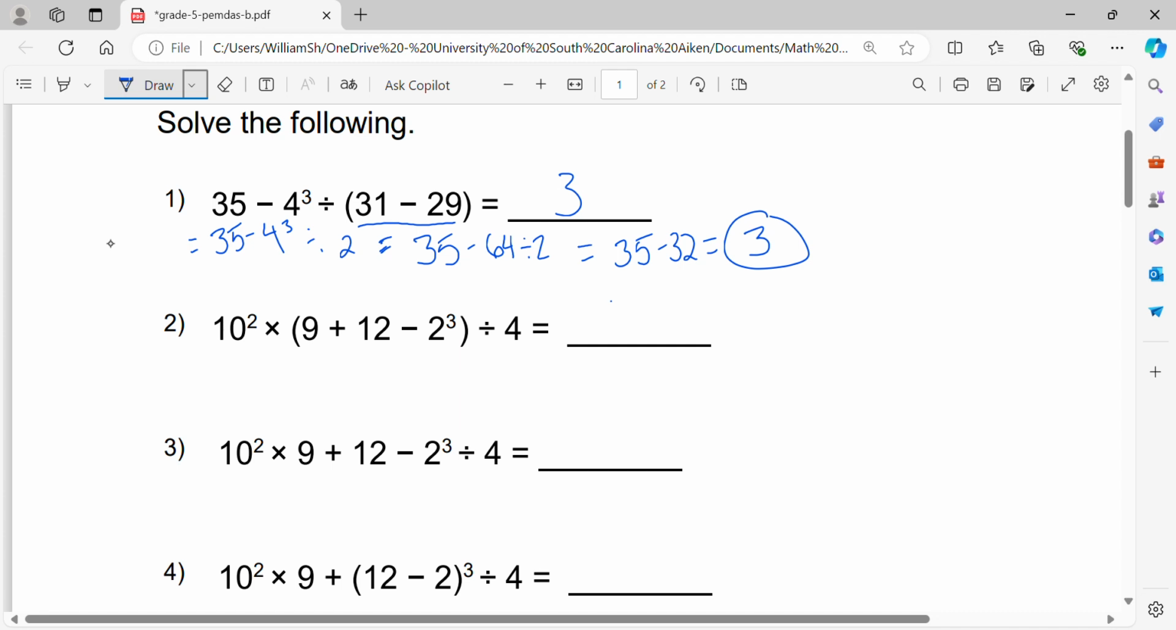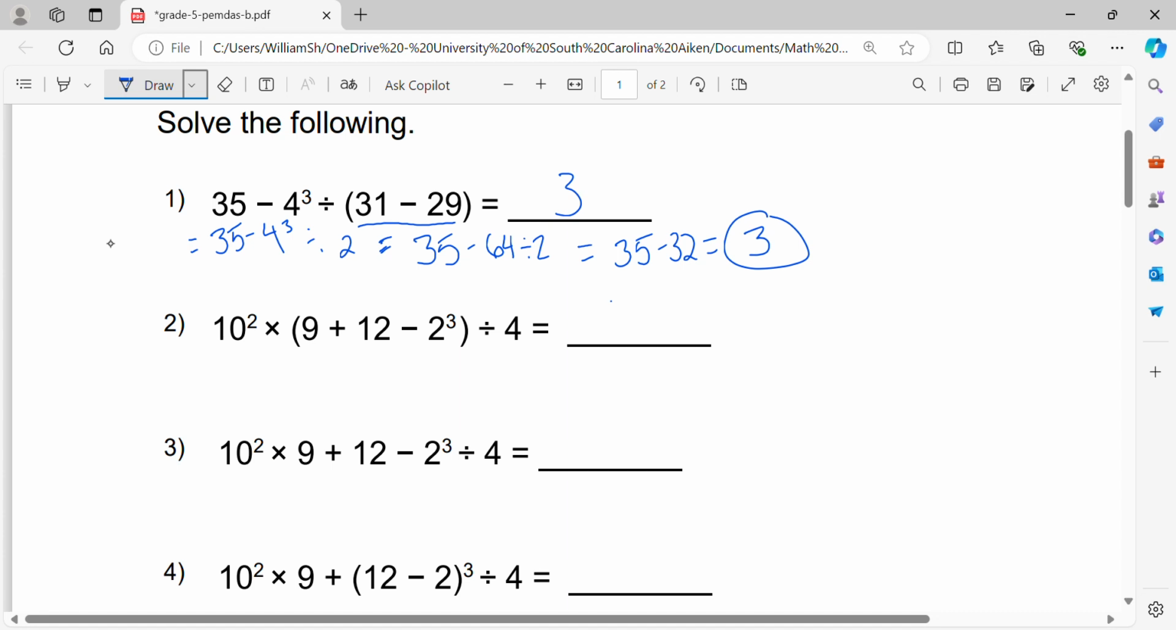Okay. Let's go on to the next one. I've got 10 squared times parentheses 9 plus 12 minus 2 to the third power, close parentheses, divided by 4. Now, we will do the parentheses first, but if you notice, in this parentheses we have more than one operation going on. So, even inside the parentheses, we want to stay in the order of PEMDAS, right? So we do parentheses, exponents, multiplication, division, addition, subtraction, even inside of the parentheses.